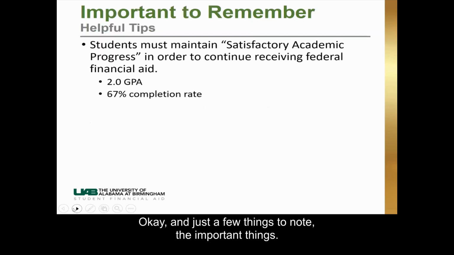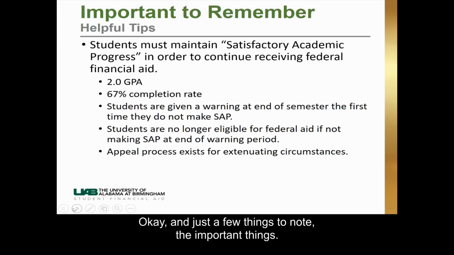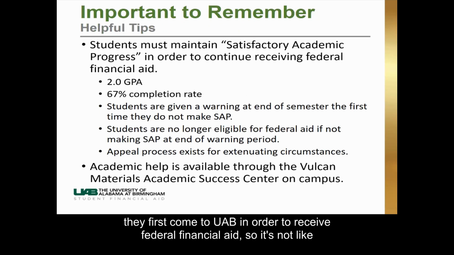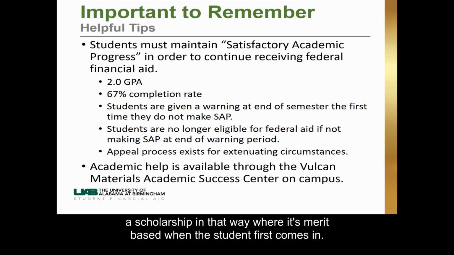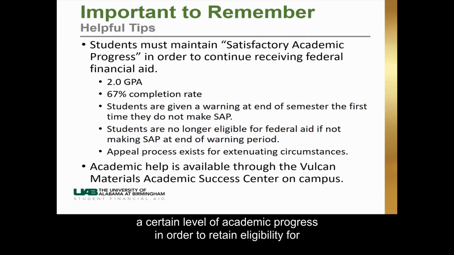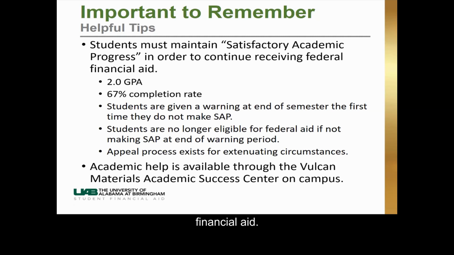Okay, and just a few important things to note. Students do not have to be making a certain GPA initially when they first come to UAB in order to receive federal financial aid. So it's not like a scholarship in that way where it's merit-based when the student first comes in. However, once they become a college student, they do have to maintain a certain level of academic progress in order to retain eligibility for financial aid.